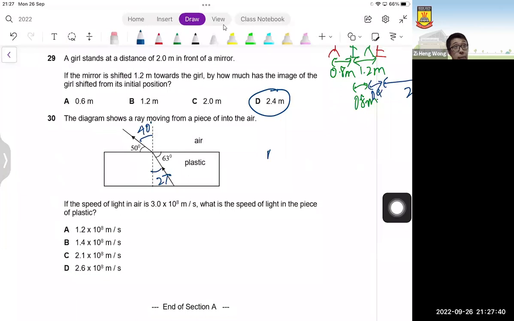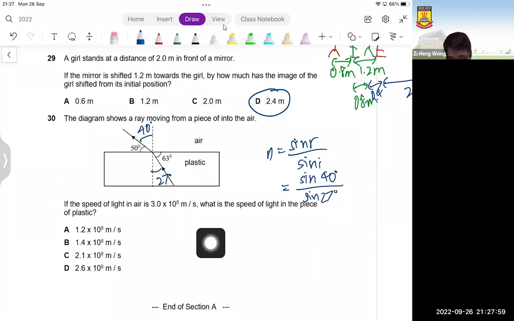So denser to less dense, n equals sine r over sine i. So this will be equals to sine r, which is 40, over sine i, which is 27. They ask you, oh, this one very nice, they give you the speed of light in air. What is the speed of light in the plastic? I also know that for this one, the formula is n equals c over v. So this means that c over v is equal to this, because it's the same refractive index, right?